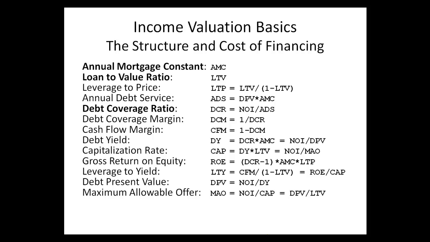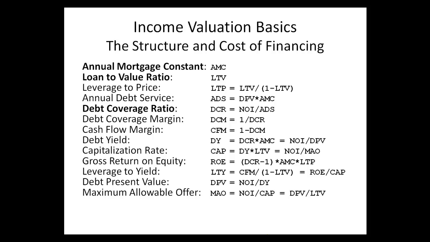Capitalization rate. This is the debt yield multiplied by the loan-to-value ratio. It's also equal to the net operating income divided by the maximum allowable offer, or the value of the property. Gross return on equity. This is the quantity debt coverage ratio minus 1 multiplied by the annual mortgage constant multiplied by the leverage to price. This is also called the cash-on-cash return.